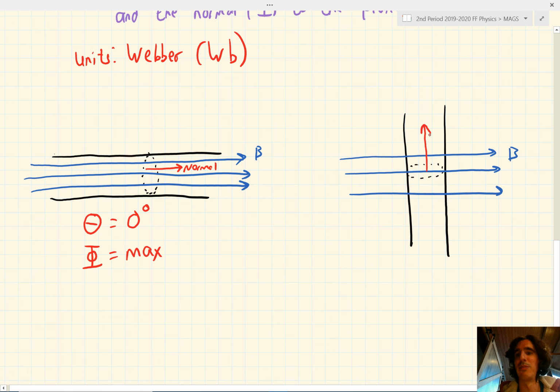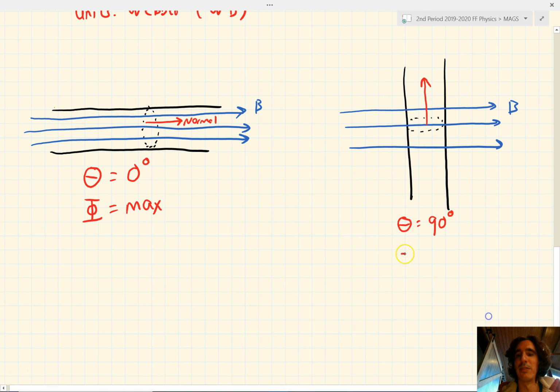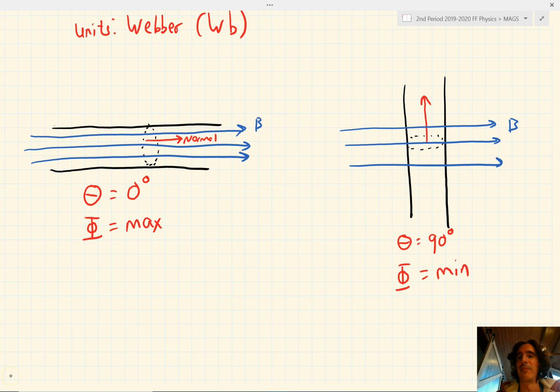And notice now the normal is perpendicular to the magnetic field. So our angle theta is 90 degrees. The cosine of 90 is 0, so our magnetic flux will be a min. So the magnetic flux will be a min when the normal to the coil of wire and the magnetic field are perpendicular to each other.